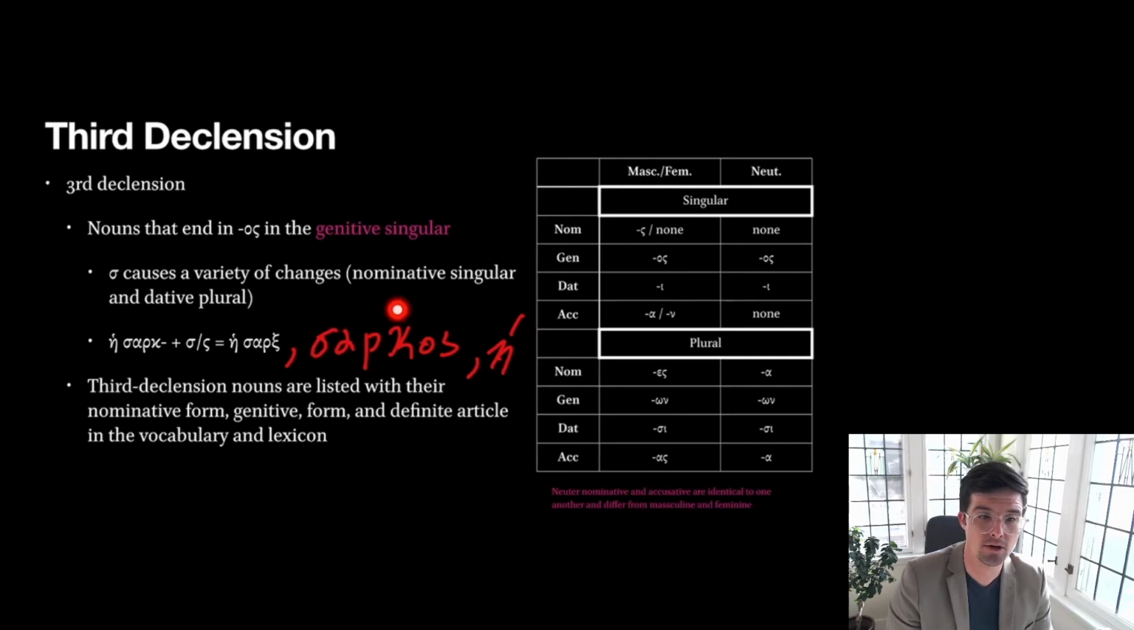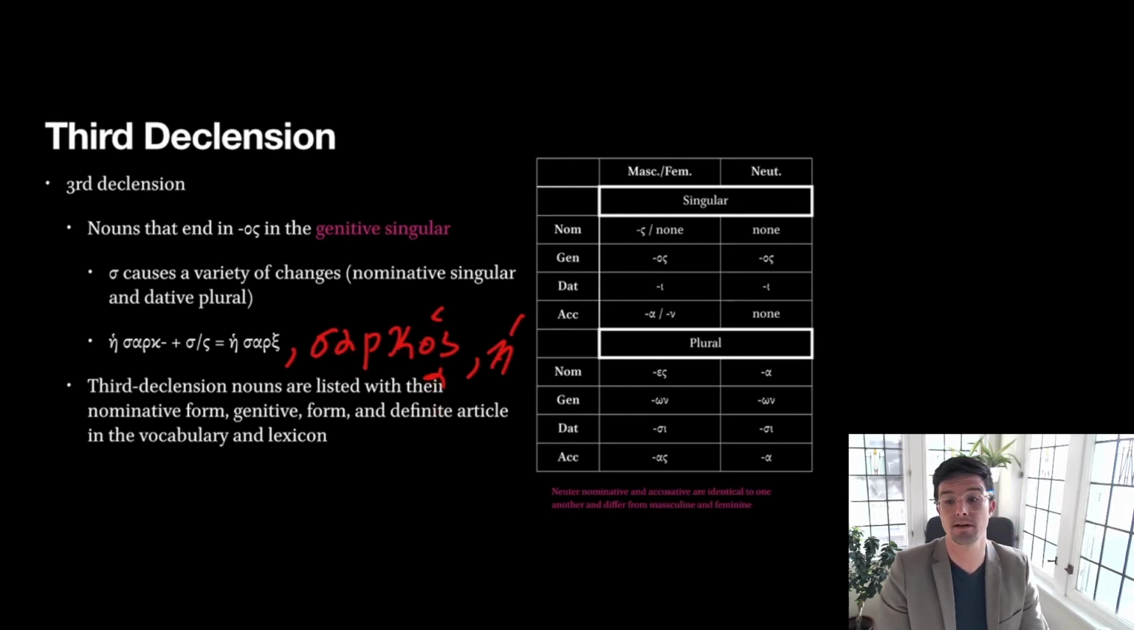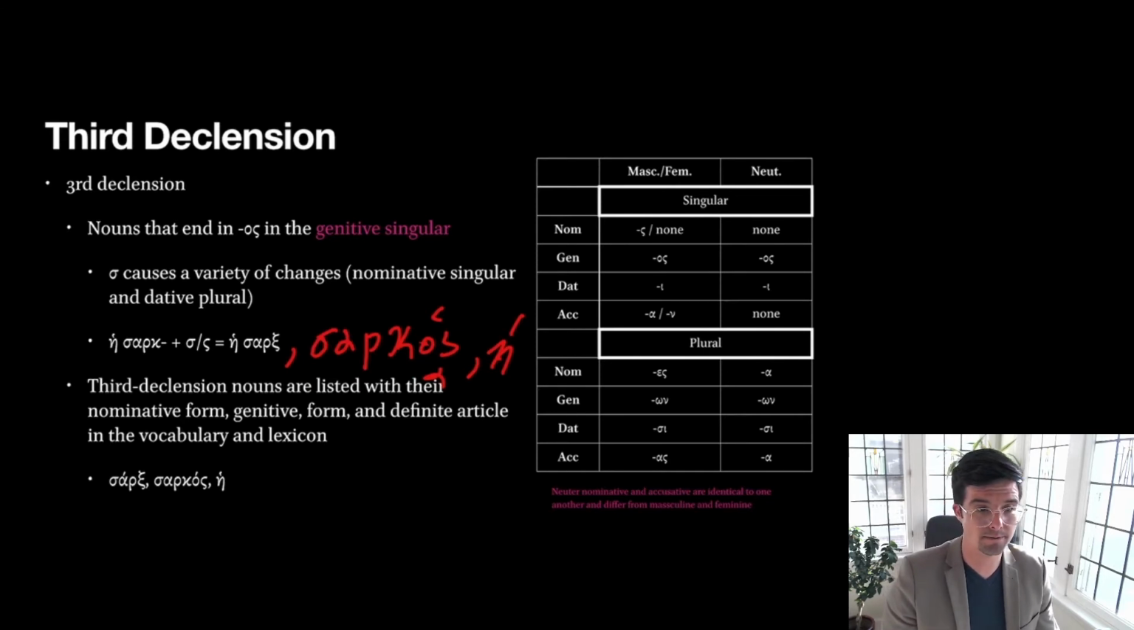So the genitive form is going to tell you what the true root is of a third declension noun, so that when you add on something like the iota, it's just going to be sarki with the iota there, or sarka if you're doing the accusative singular. Those are just added on to this root without any changes happening. So that's the reason that you're given the genitive singular form there.